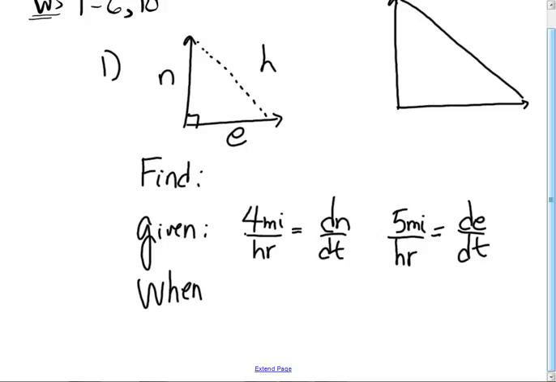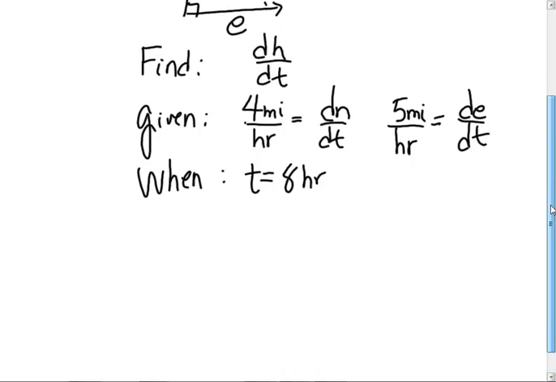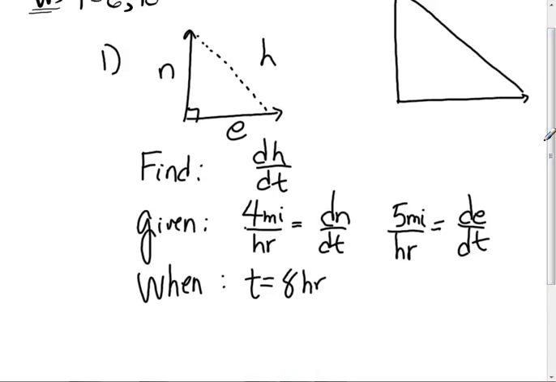And I want to find how fast the distance between them is changing. So it's the dH/dt. When? 8 hours later, right? T equals 8. And actually, we don't need calculus to do the problem, but we're going to do the calculus, because they're walking at a constant rate of change. So you really don't need the calculus to do it, but that's okay.